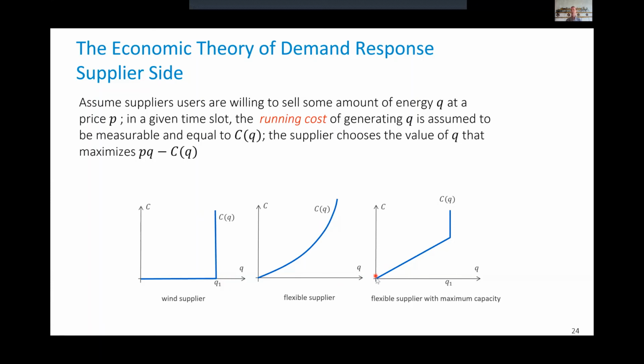You may also have a flexible supplier that has a linear cost, but with a maximum capacity here. And of course, anything in between will be possible. A lot of the grids are run today with flexible suppliers that are of this shape. Of course, they have also a maximum here, but this is how a lot of the grid markets and regulation services are made. But now we find a lot more of those, and this is one of the problems we will need to solve here.